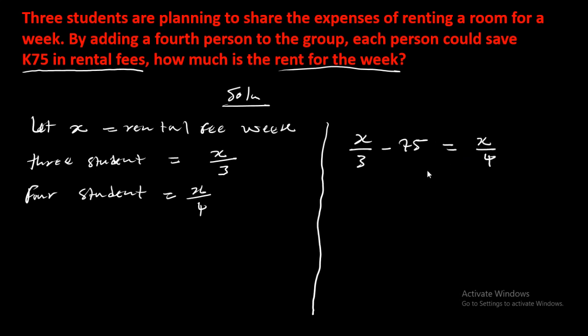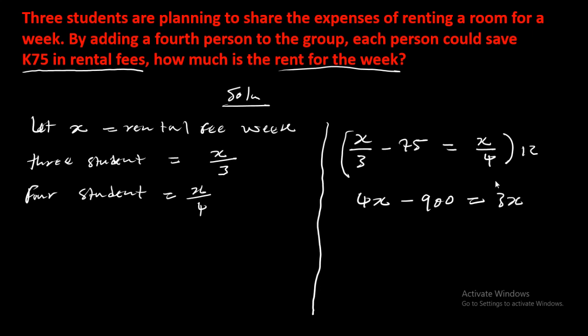After we do that, we can simply multiply throughout by 12. When we multiply throughout by 12, this will be 4x, and then 12 times 75 is going to give us 900. And x over 4 times 12 is going to give us 3x.